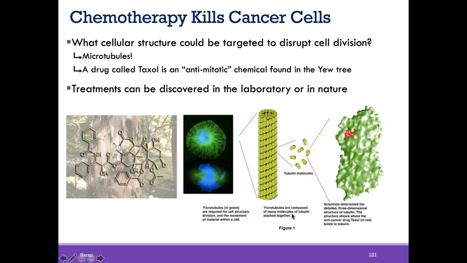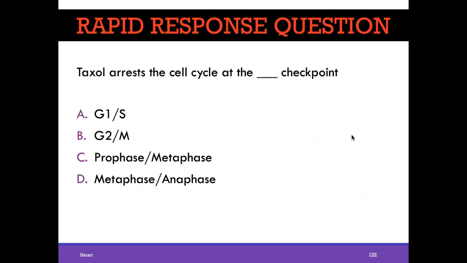So microtubules are made of tubulin, and scientists figured out the structure of tubulin, and it shows where this Taxol binds. And when it binds to tubulin, it cannot grow or shrink. So with Taxol treatment, microtubules cannot pull chromosomes apart. Where do you think Taxol would arrest the cell cycle at?